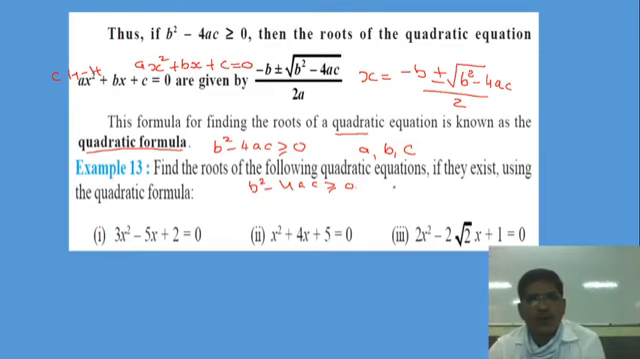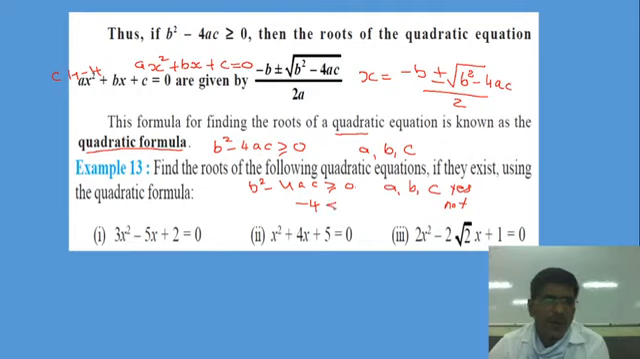We have to put the values of a, b and c, which are already given in the question. If the value is greater than or equal to 0, then we can say yes, it has roots. Otherwise, we can say no roots. When can we say no roots? When the value of b square minus 4ac is less than 0. If we find minus 4, then it is less than 0, so we can say no roots.